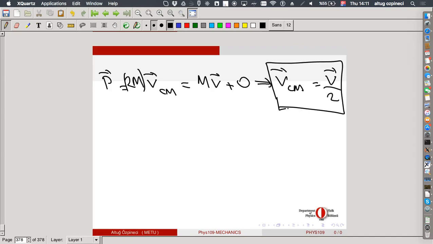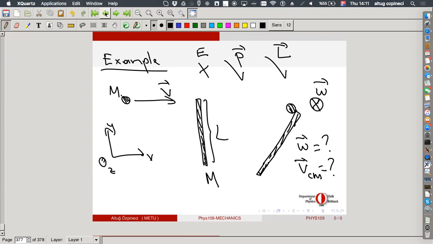This is true before the collision. This is true after the collision. Since there are no external forces, the velocity of the center of mass does not change. So this is what the conservation of linear momentum tells me. So we had already used that. Let's look at the conservation of the angular momentum.